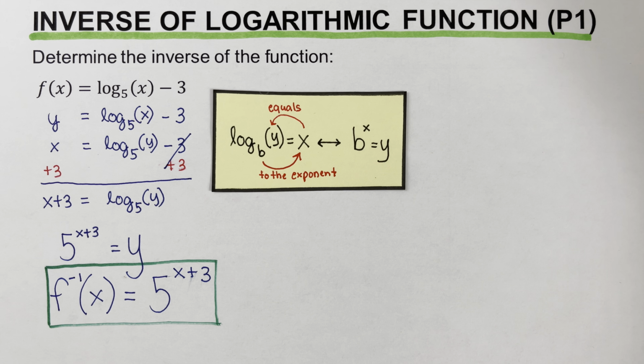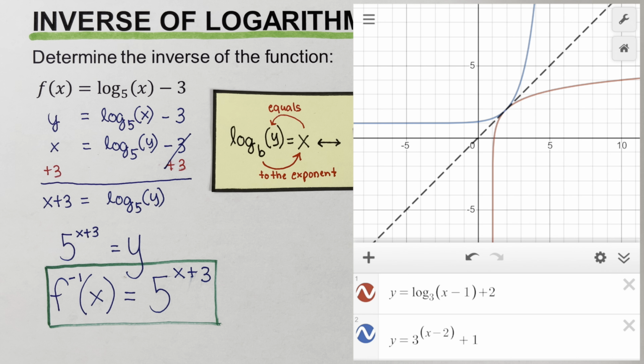On the side, you will see the graph of the function and its inverse. In red, you will see the function y is equal to log of x to the base 5 minus 3. And the one in green is its inverse, which is y equals 5 raised to the power x plus 3. You can see that these two graphs are symmetric with respect to the line of symmetry, y equals x. This tells us that these two graphs are actually inverses of each other.